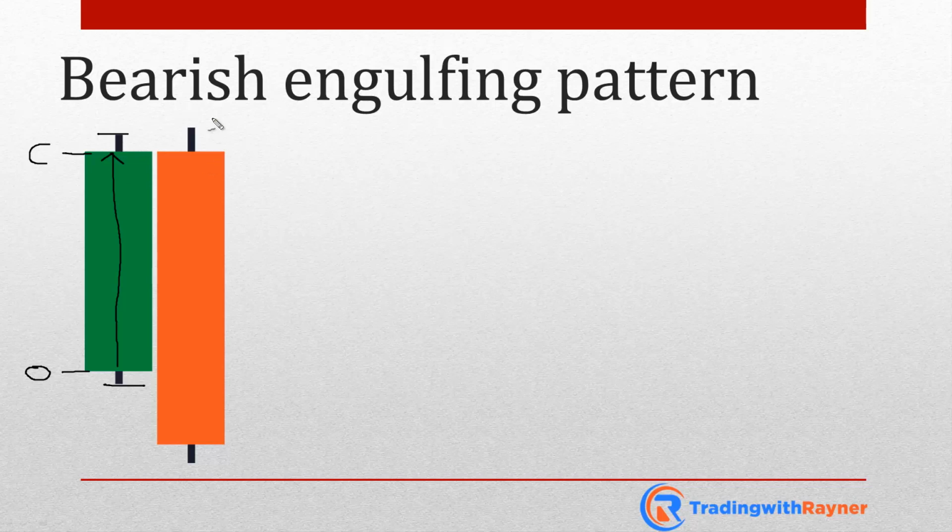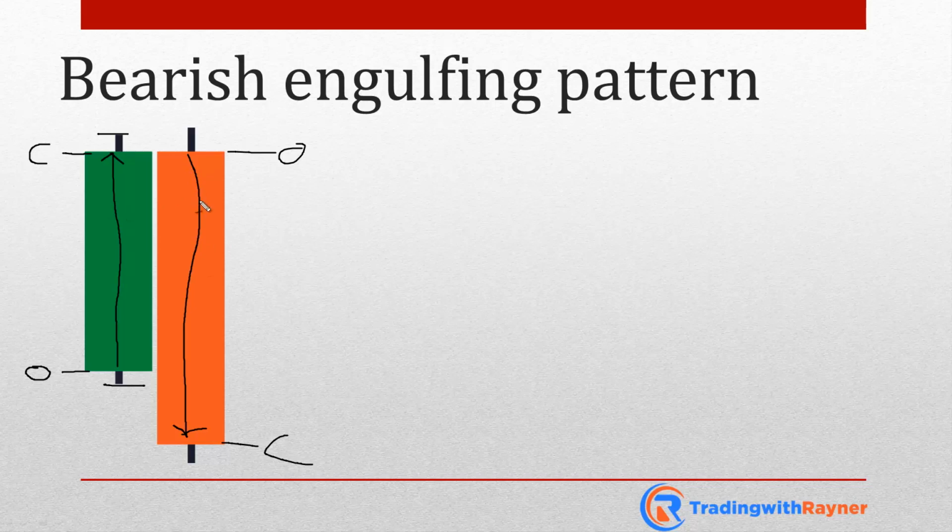And then what happened is that the subsequent candle, the price has opened where it closed previously, and then the sellers came in, took control, and pushed price all the way down lower, and finally closing near the lows. So this is a bearish engulfing pattern.